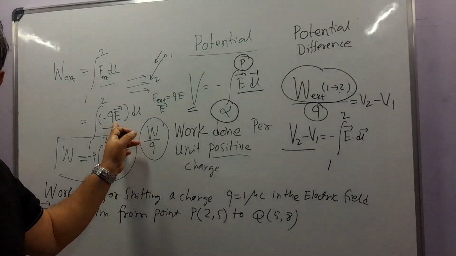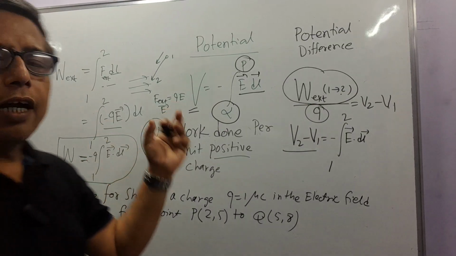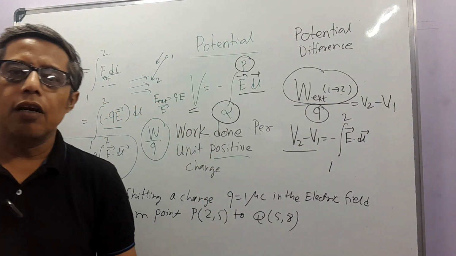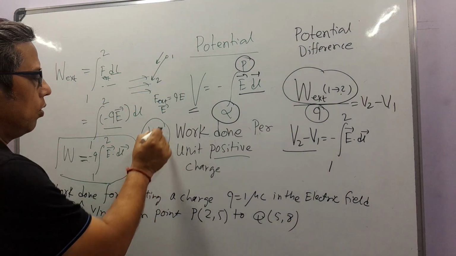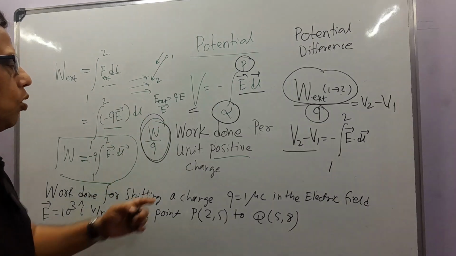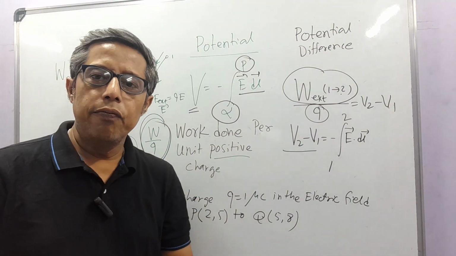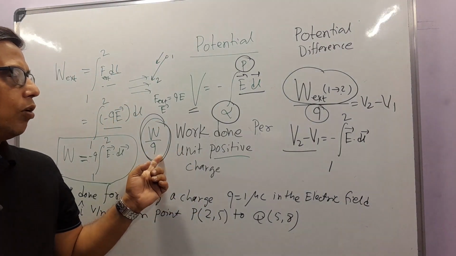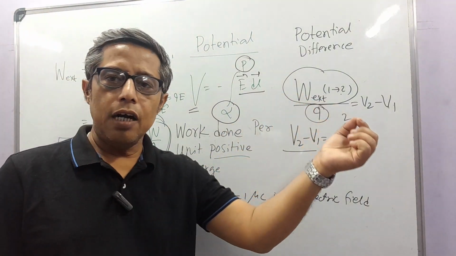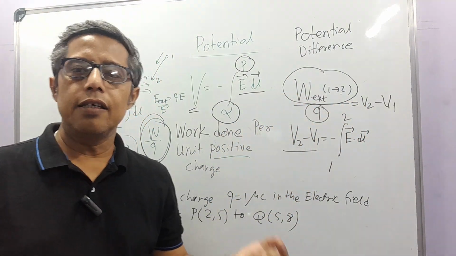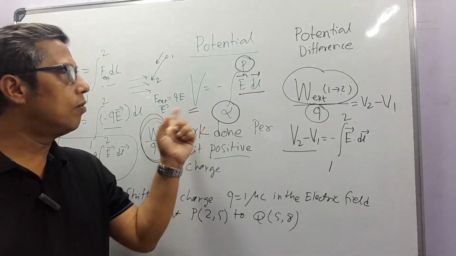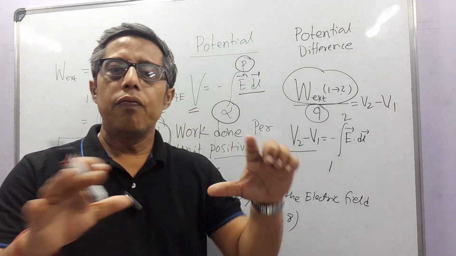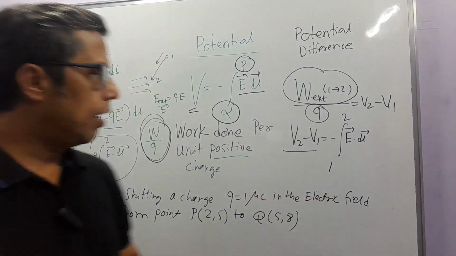F is equal to QE. Now from this work done, we are getting the electrostatic potential, work done per unit positive charge. That means W by Q. So this will be the constant ratio. In presence of an electric field, this will be fixed. Whenever we are bringing a charge from the infinity to a certain distance, work per unit positive charge will be fixed. So this is defining the potential of an electrostatic field, right?